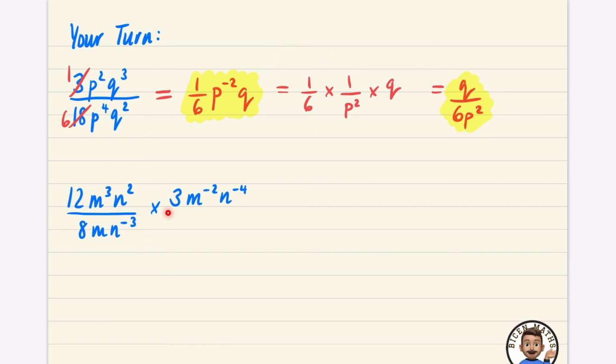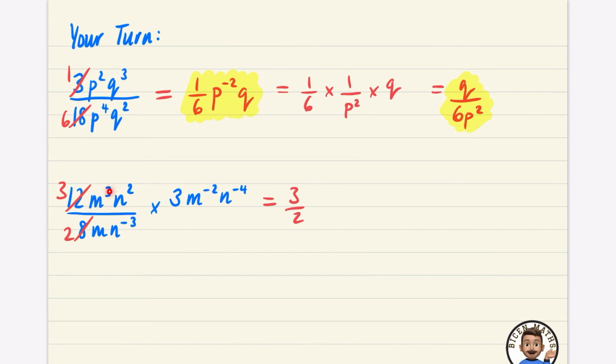So I'm going to start off with this one here to begin with. You could multiply them first of all and then divide them. I just like doing this division first, but remember you could do the 12 times the 3 first of all and do the division afterwards. So 12 and 8, they're both in the 4 times table. So if I divide that by 4 and I divide that by 4, I get 3 over 2.